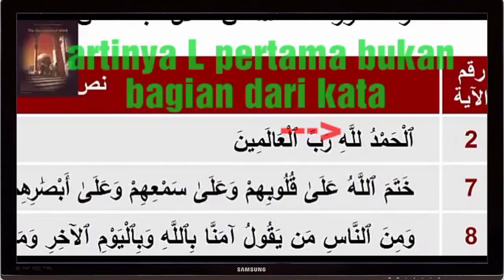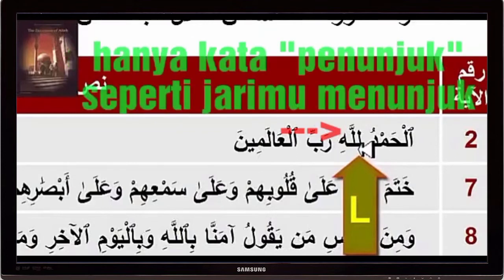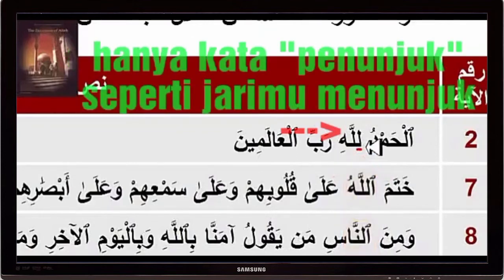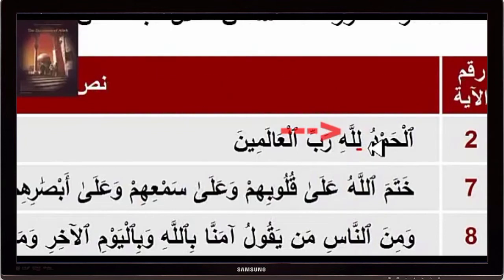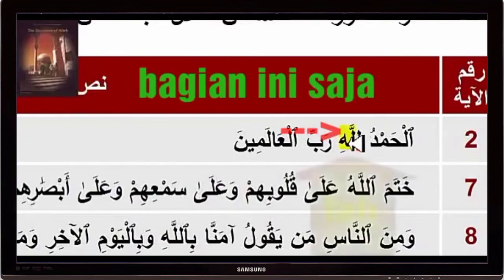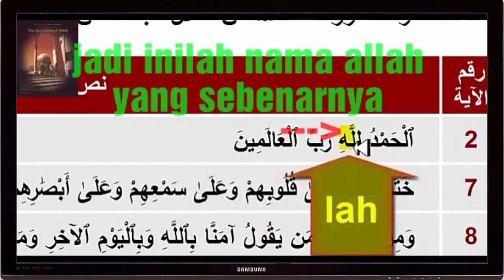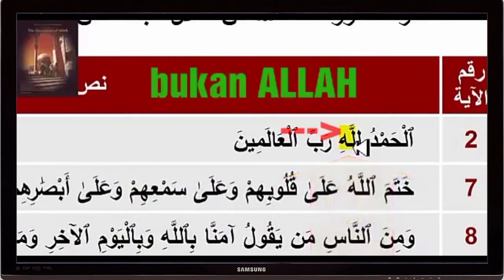Now, this means that the first L we see in here is not part of the word. It is just like when you are pointing your finger at somebody, saying to this guy, or to you. This is what the first letter means in here. So what is left? What is left is this part, as you see, this part only. So this is really the name of Allah: Lah. It is not Allah.